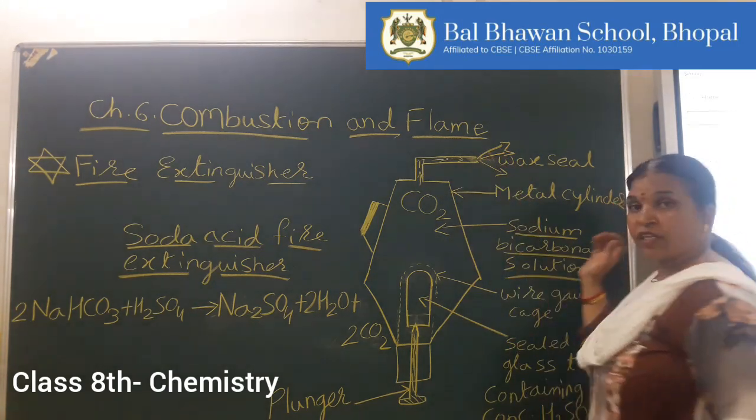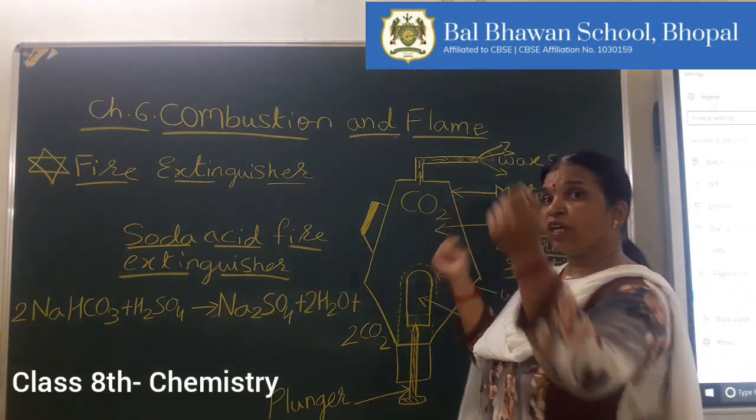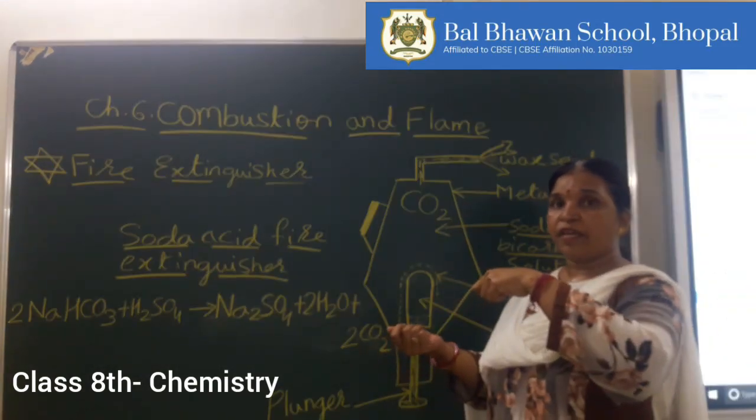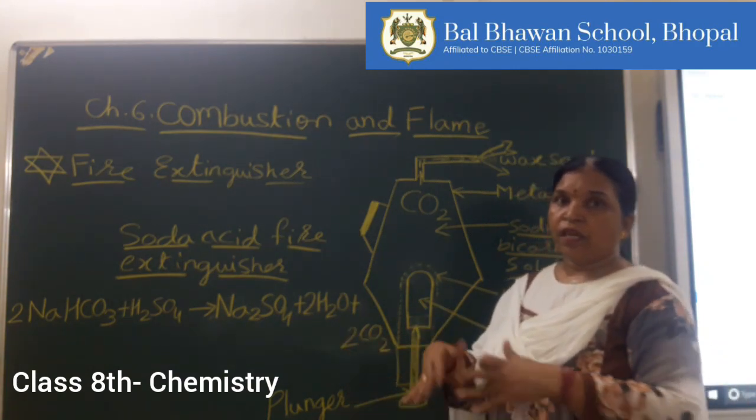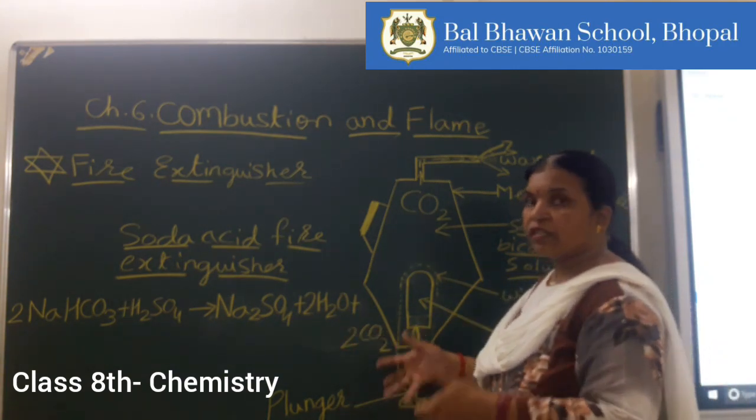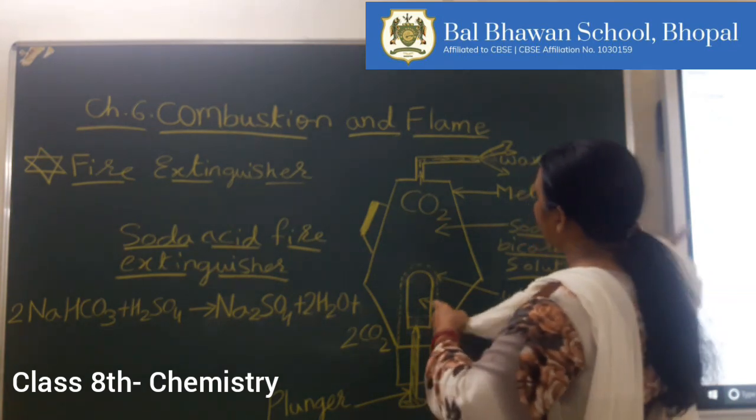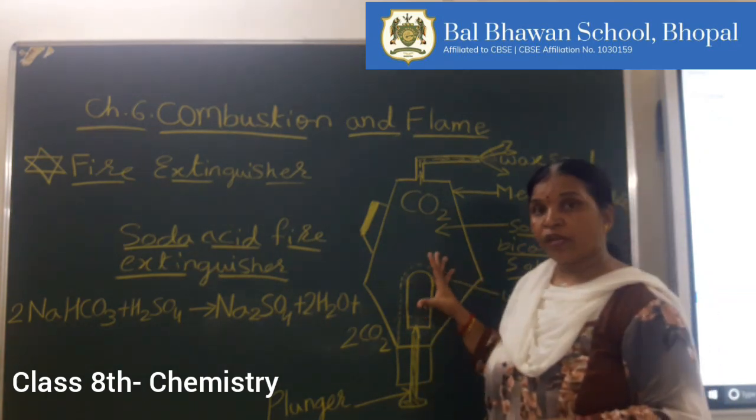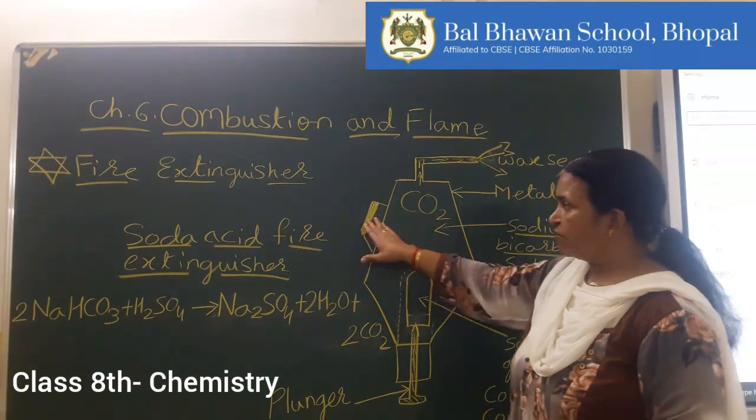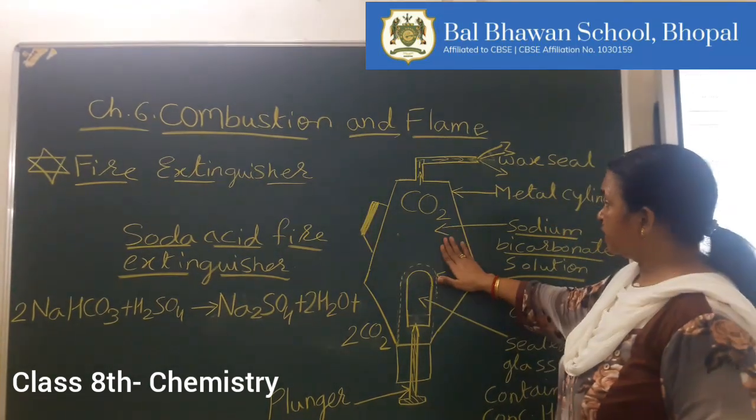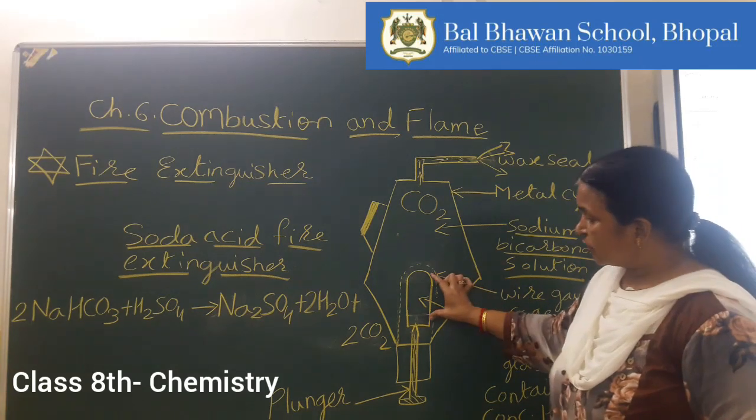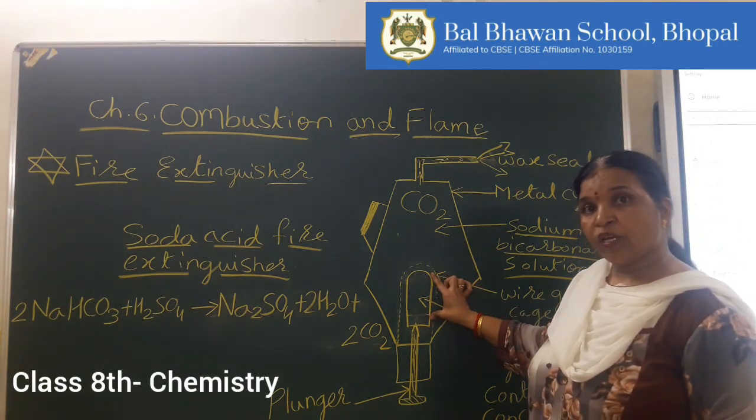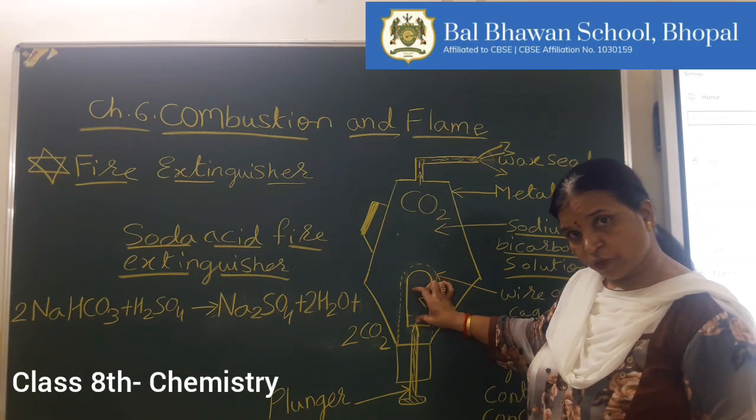From here the carbon dioxide will be released, and we will allow this carbon dioxide gas to extinguish the fire wherever the fire is taking place, or wherever we want to control the fire. Have you understood? Yes, this is a metal cylinder having a handle, and in this we have filled sodium bicarbonate solution, and there is a small glass tube which contains concentrated sulfuric acid.